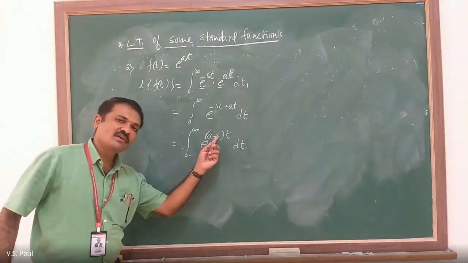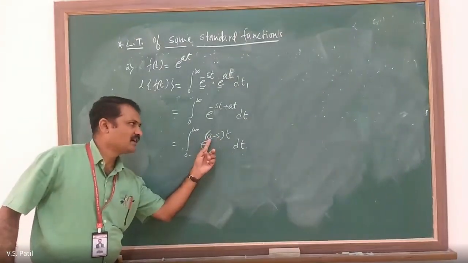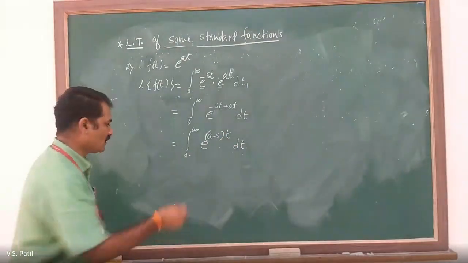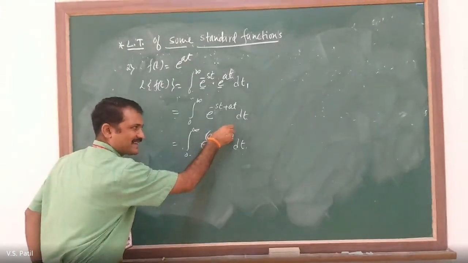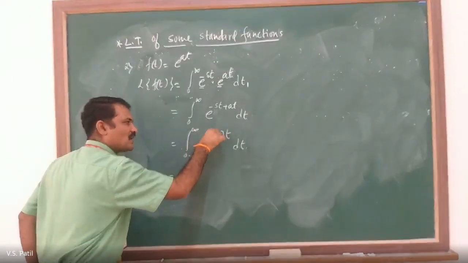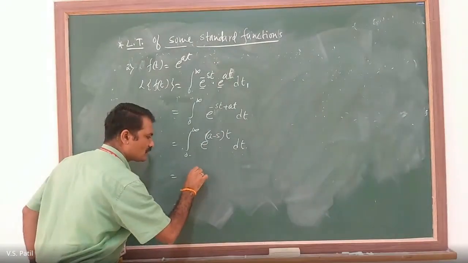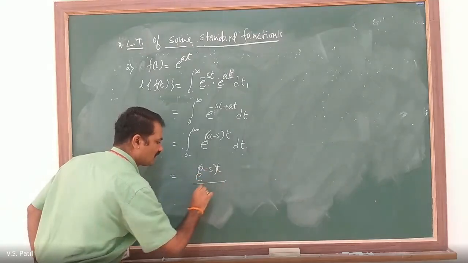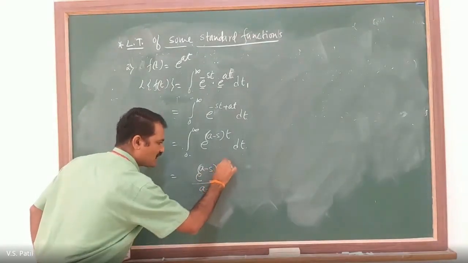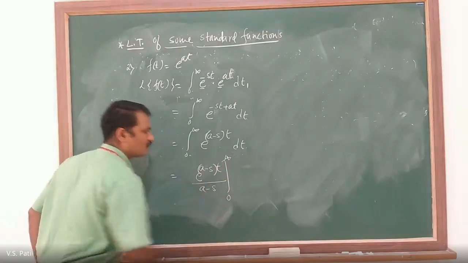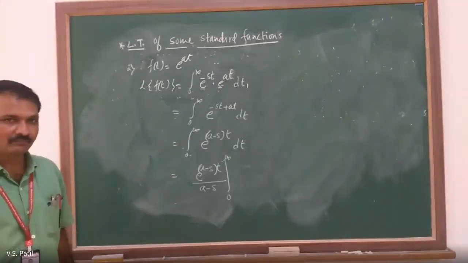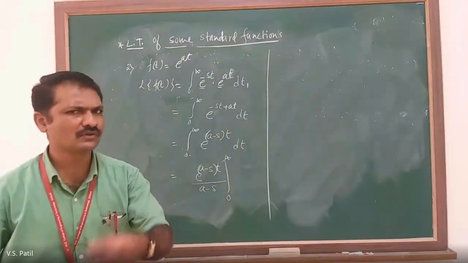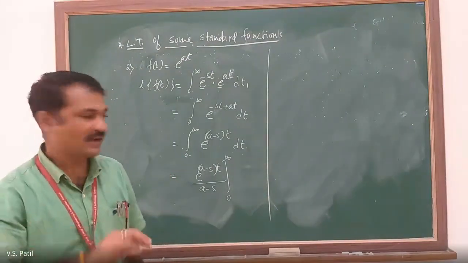Now this s is also constant, and a is also constant. Only t is the variable, and you are integrating with respect to t. Now what is the integration of e to the power some constant into t? It is e raised to (a minus s) into t divided by (a minus s), from 0 to infinity. Am I right? Next I'll simplify, then afterwards I'll give 2 or 3 minutes. If you have any queries, you can ask me.